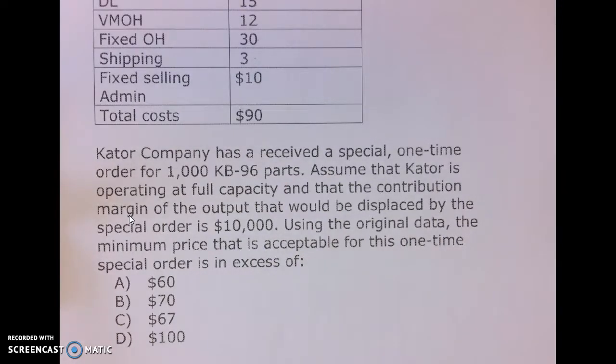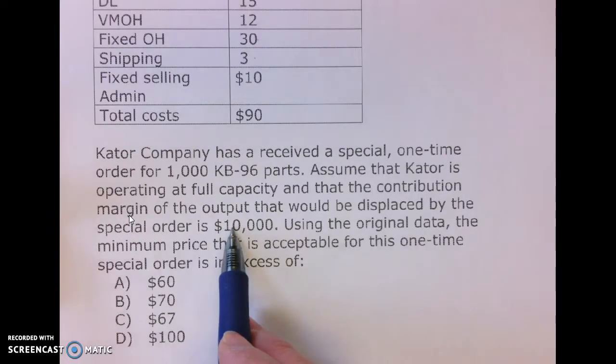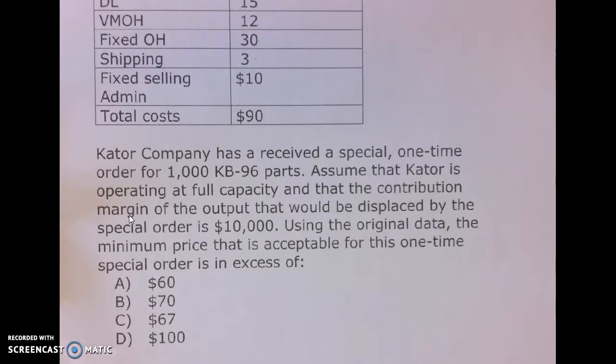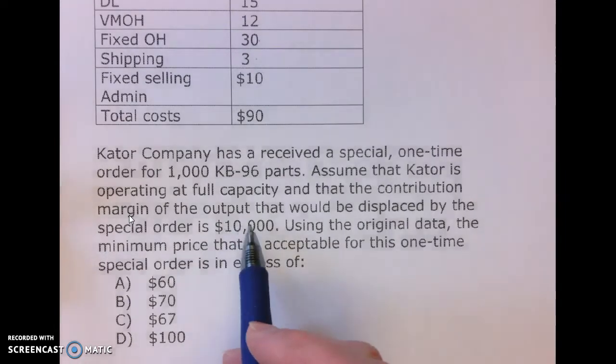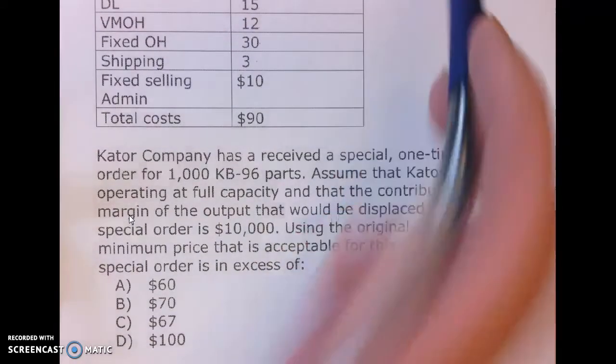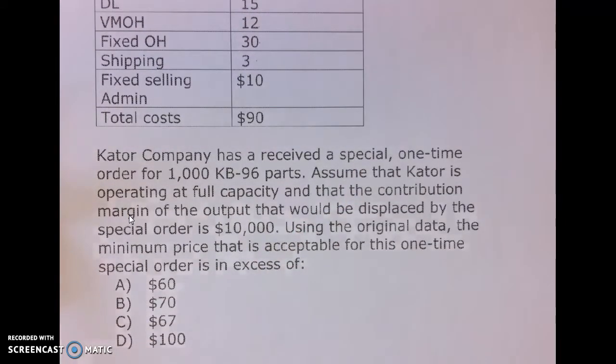So what this is saying is that they're operating at full capacity. So in order to take on this special order, they have to stop doing another product. And if they stop making that other product or selling that other product, they forgo $10,000 in contribution margin. Okay? So we have to consider this is the opportunity cost of making KB96. Using the original data, the minimum price that's acceptable for this one-time special order is in excess of what?